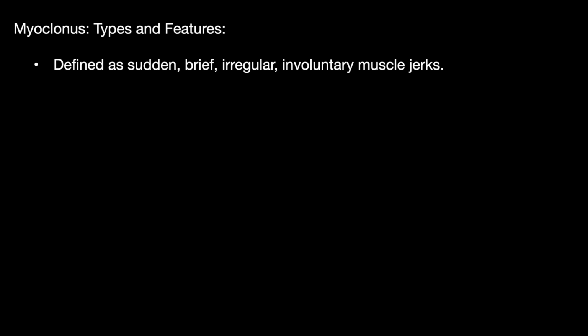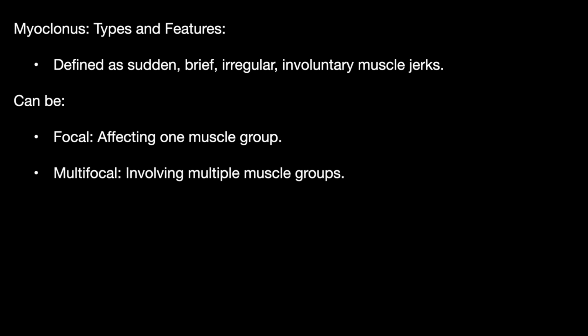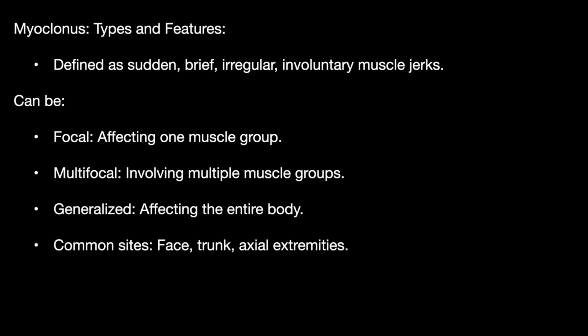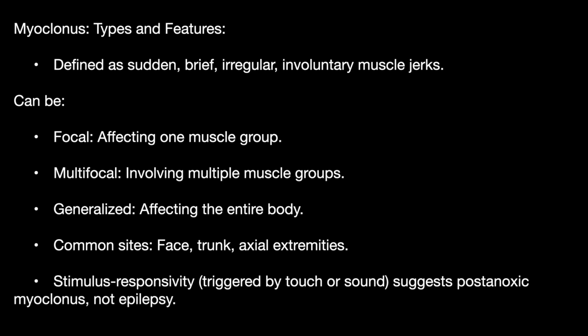Now, myoclonus, its types and features. It is defined as sudden, brief, irregular, involuntary muscle jerks. It can be focal, affecting one muscle group, multifocal, involving multiple muscle groups, or generalized, affecting the entire body. Common sites are the face, trunk, and axial extremities. It is stimulus responsive. It is triggered by touch or sound, suggesting post-anoxic myoclonus, not really epilepsy.